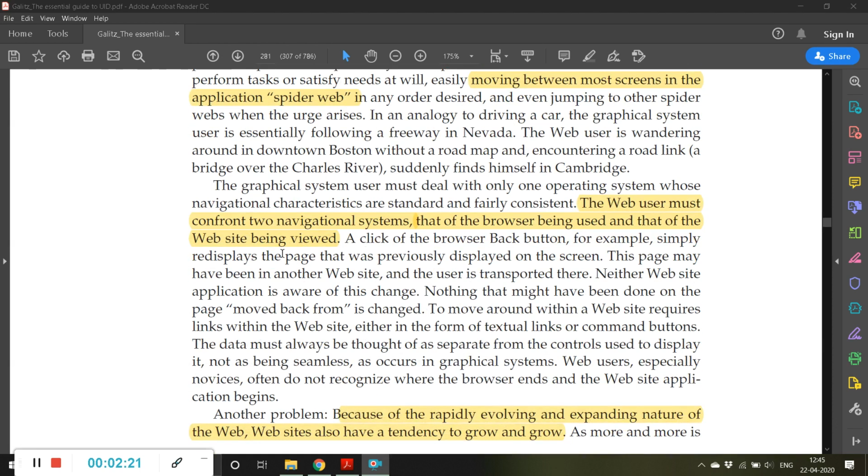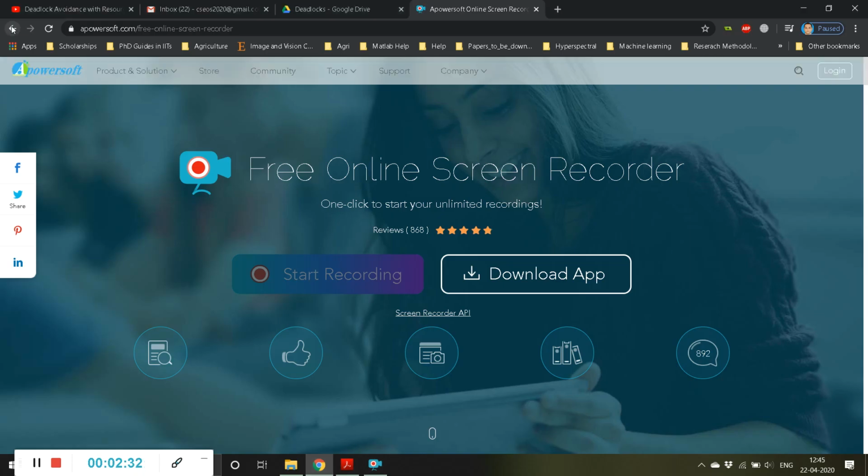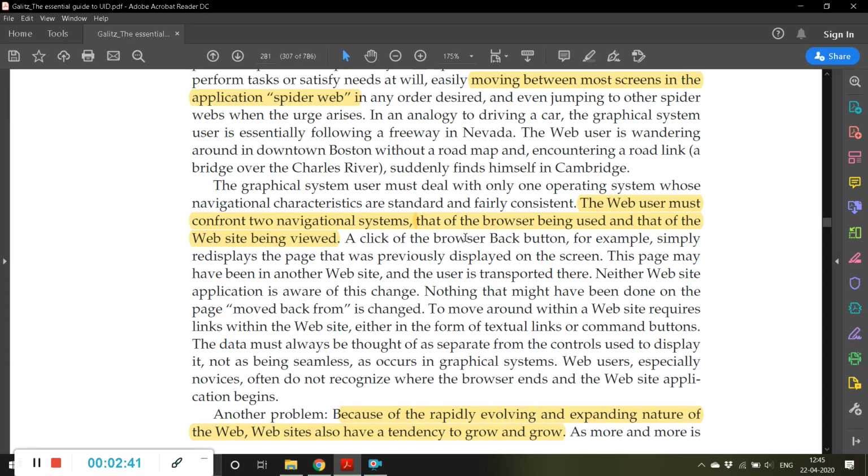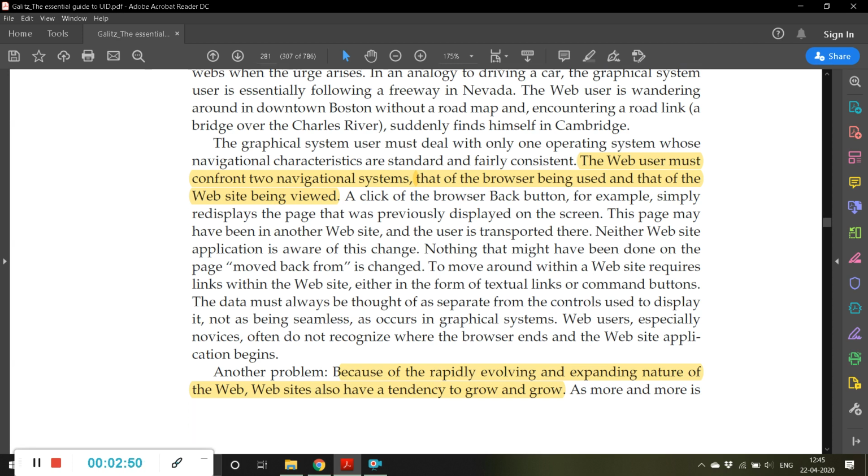The web user must confront two navigational systems: one of the browser and second of the website. In the browser you can see, if I click back, this back is for the browser. Again, websites also provide some other navigation, menus. It is a difficult task for the user to understand which is the browser's navigation system and which is the website's navigation system.